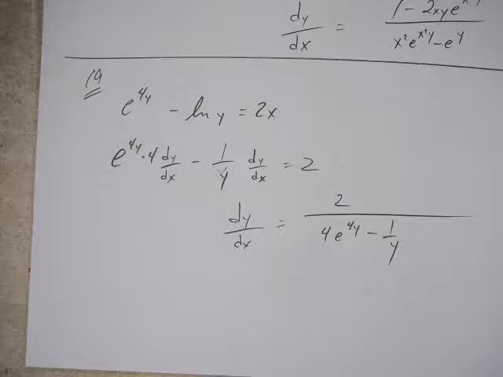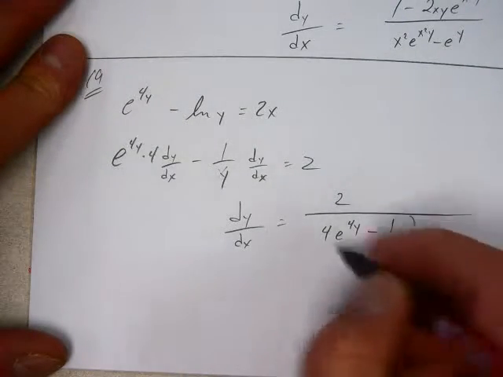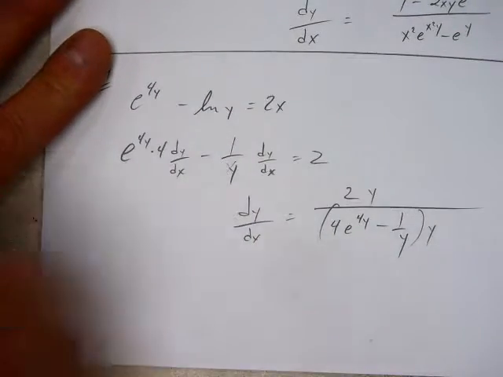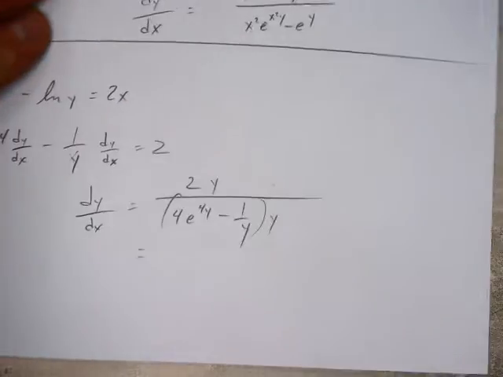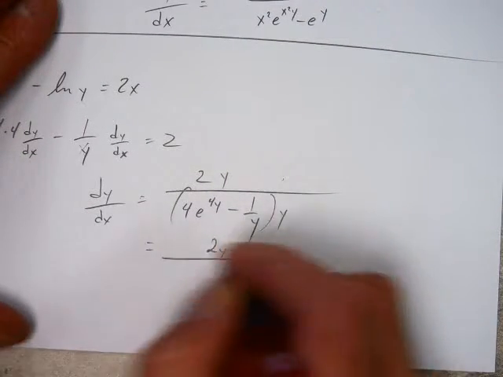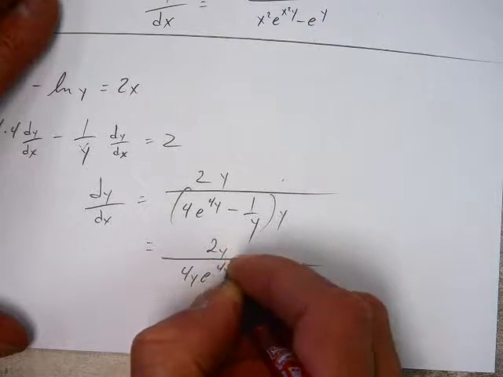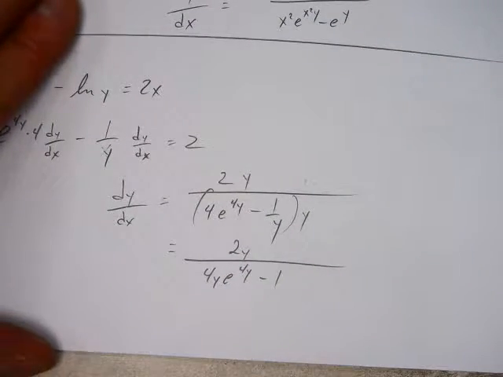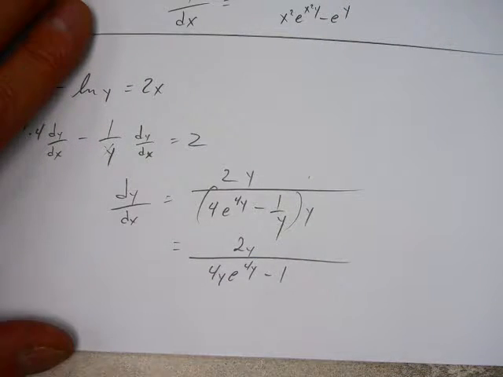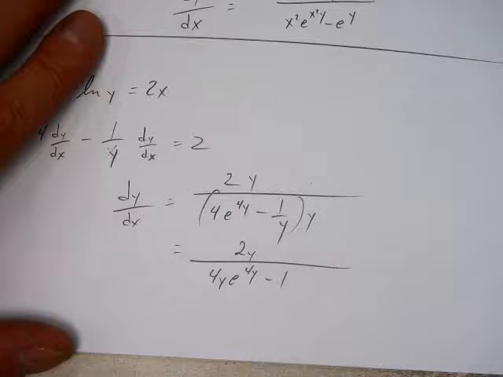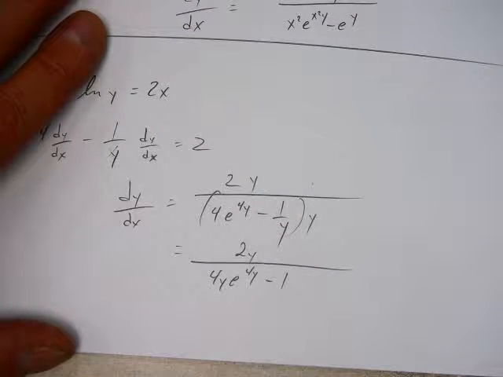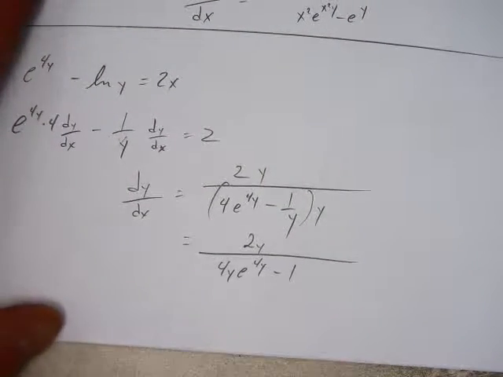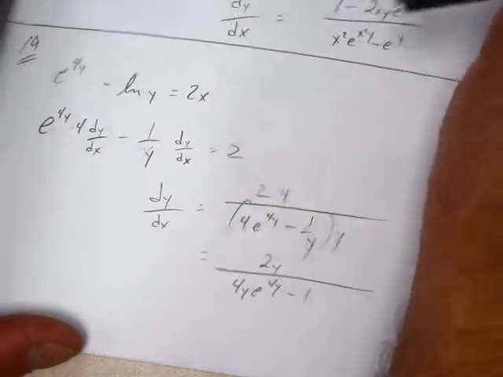And I think that one we can just go right to the answer now. 2 divided by, because this is all my dy/dx terms over here, 4 e to the 4y minus 1 over y. My guess is they probably didn't have their answer like that. How would they write that? They get rid of the 1 over y, maybe? Yeah, that's pretty good. So they multiply the bottom by y, multiply the top by y, and then they end up with 2y over 4y e to the 4y minus 1.